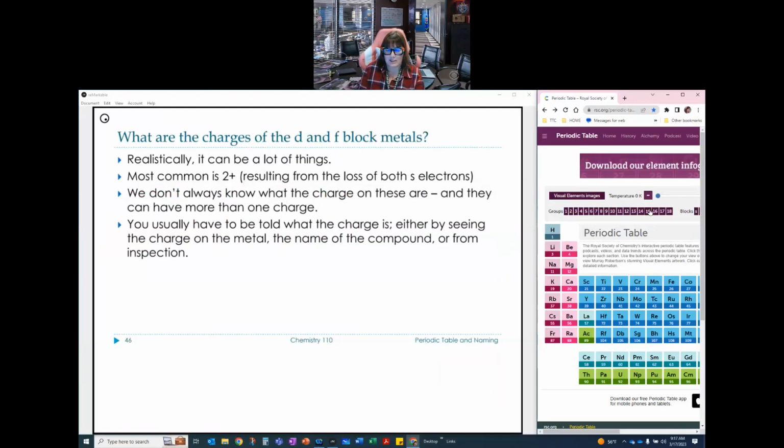You don't necessarily know what that charge is going to be, but if I tell you that Cr is a plus, or if I tell you that it's a chromium 1, this number that exists in parentheses after that name tells you the charge. Okay, and since it's a metal, I know that it's going to be a +1 because it is a metal, so we'll have lost those. Okay, so you'll either need to see the charge on the metal, the name of the compound, or from inspection. Now you may be able to determine that from inspection. We'll talk about that in a little bit.